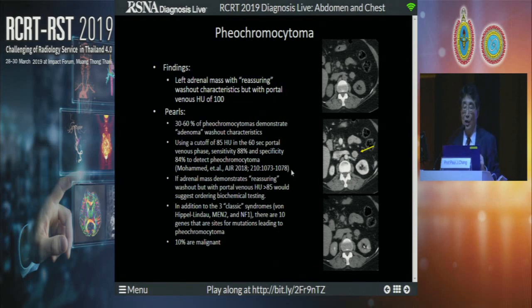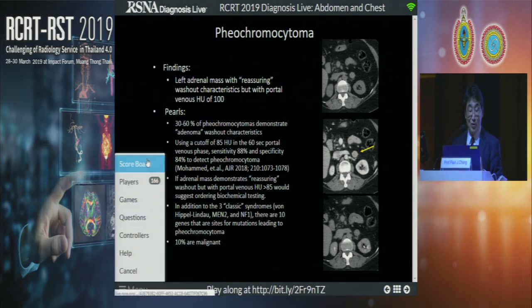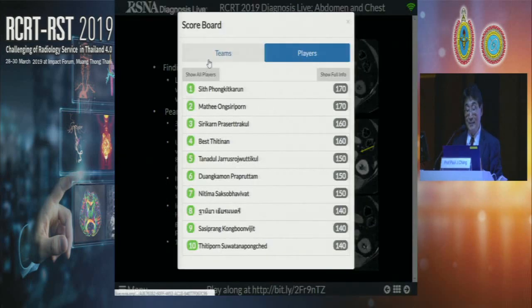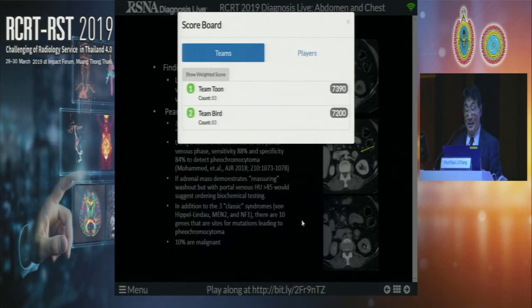All right? You guys did great. Give yourselves a round of applause. But let's give the applause first to the winning team. The winning team is Team Tune, all right? So let's give yourself applause. Team Tune, come over here afterward and get your ribbon.